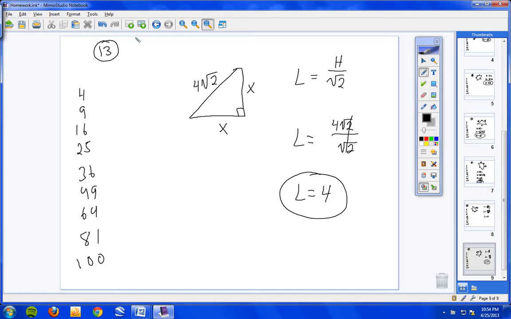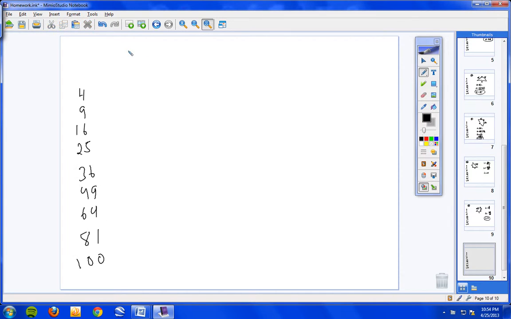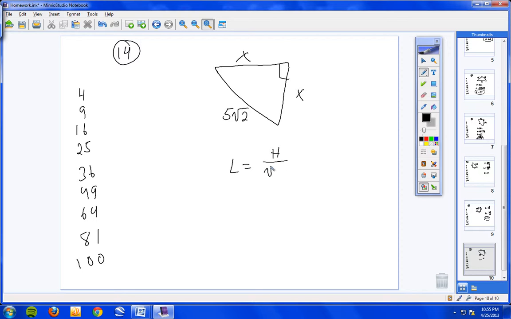All right, moving on to number 14. All right, number 14 looks like this. X here, right angle here, and 5 square root of 2 here. All right. This is a 45, 45, 90 triangle, so the formula for finding a leg is leg equals hypotenuse over square root of 2. So where the h is, I'm going to substitute the hypotenuse, which is 5 square root of 2, all over square root of 2. These cancel, and your leg is 5.